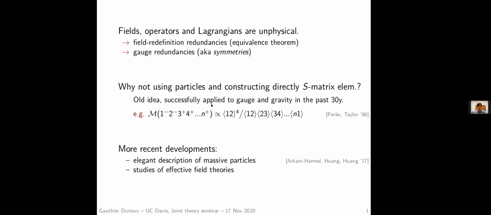And this is a very old idea, which was successfully applied to gauge and QCD in particular, and gravity theories in the past 30 years. One of the most famous examples is maybe this n-point gluon amplitude, which has this very simple form when expressed on shell in terms of spinor helicity spinors. More recent developments are maybe the elegant descriptions of massive particles put forward by Arkani-Hamed, Huang, and Huang, as well as studies of effective field theories in these on-shell formalisms.